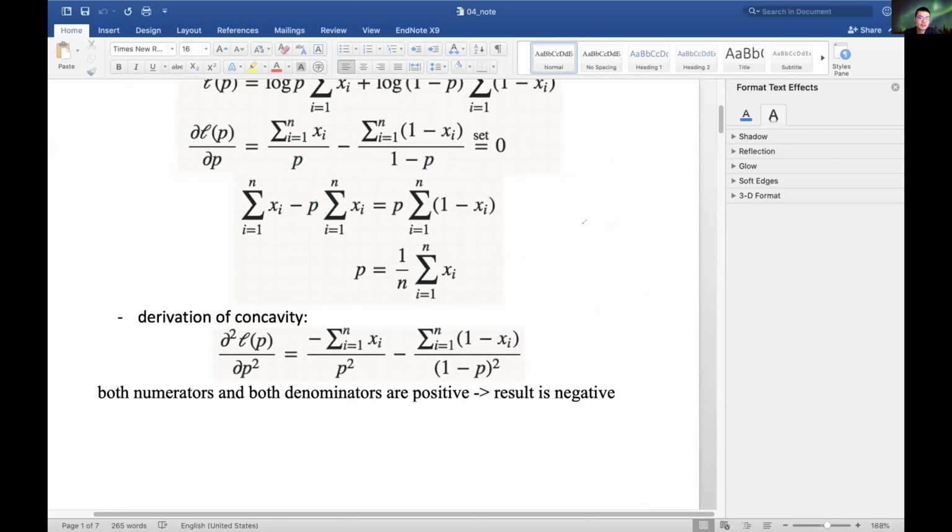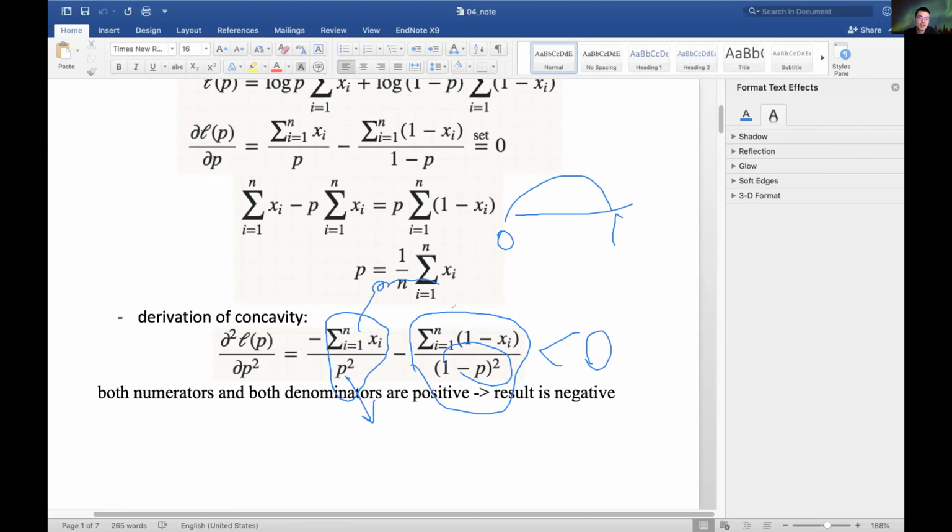Now let's take a look at why it's concave. If you want to show it's concave, you want to show it's always negative, at least in this range, p equal to 0 to 1. Is this really the case? It's not difficult to see. This term is positive because p squared is always non-negative, and this summation of 0s and 1s cannot go negative. So this term is non-negative. Similarly, this term cannot be negative; 1 minus xi is still 0 or 1, so this is non-negative. These are two non-negative values, but they both have the negation sign.